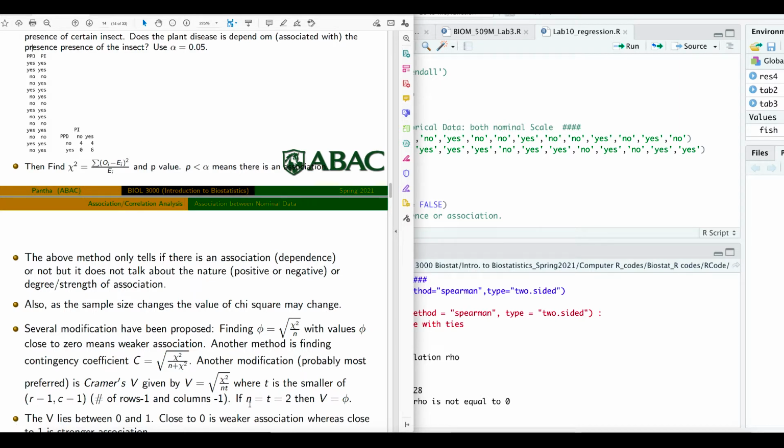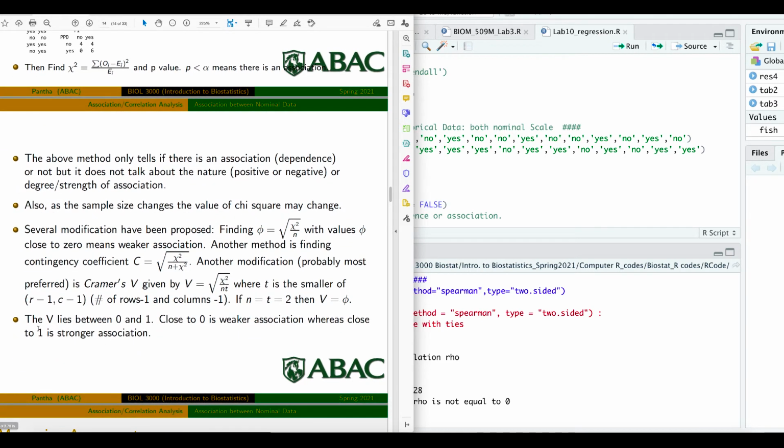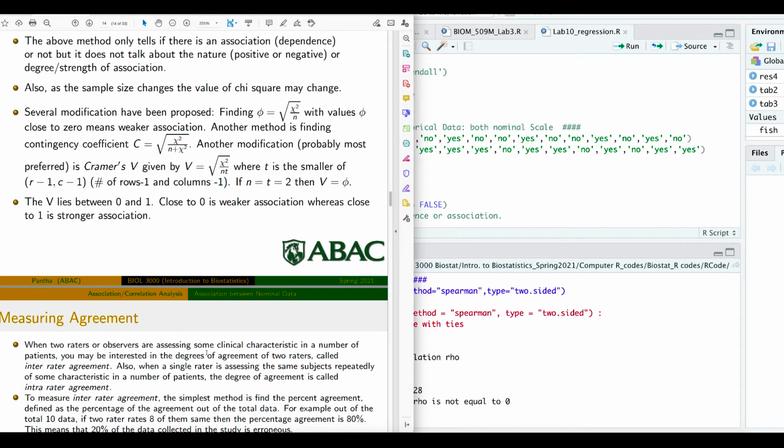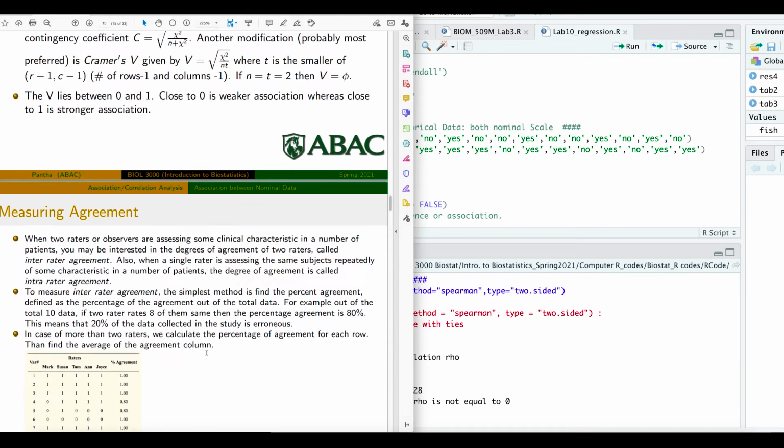If r equals t equals 2, then V is the same as phi. Also, V always lies between 0 and 1. Close to 0 is weaker association, whereas close to 1 is stronger association. So this is one method.